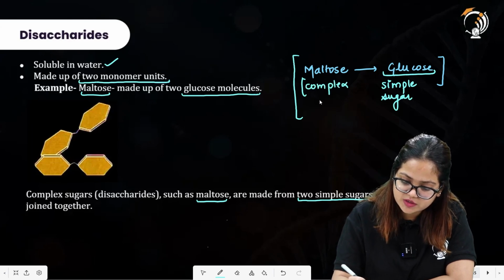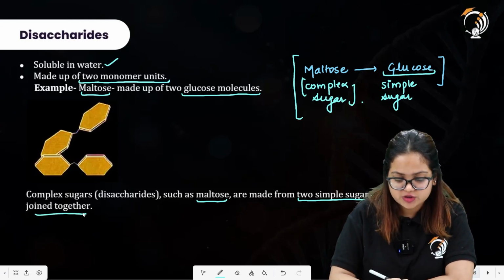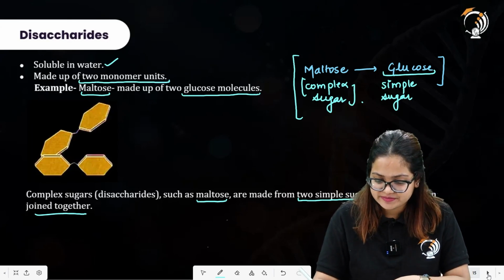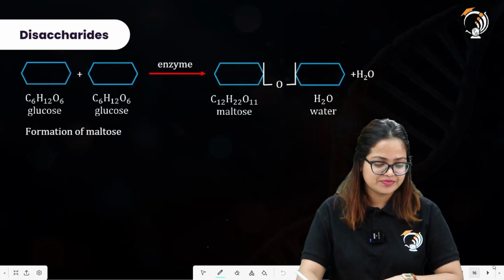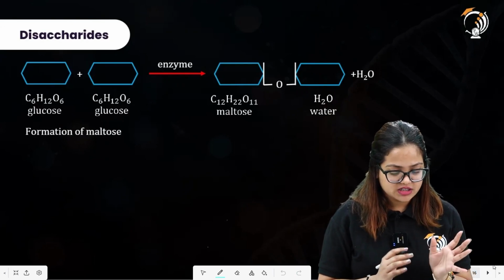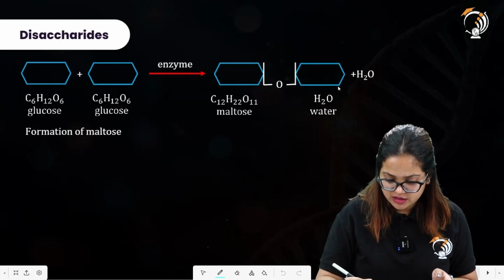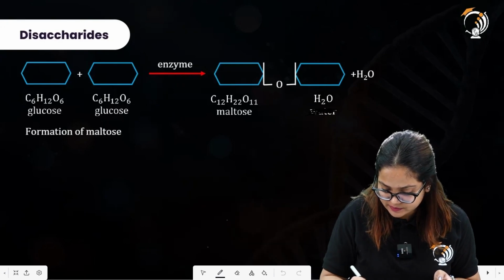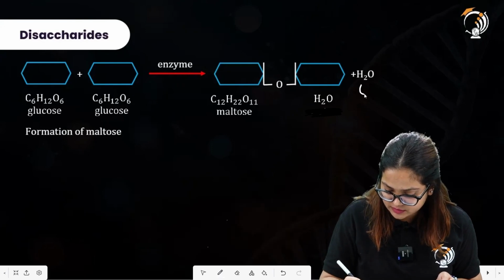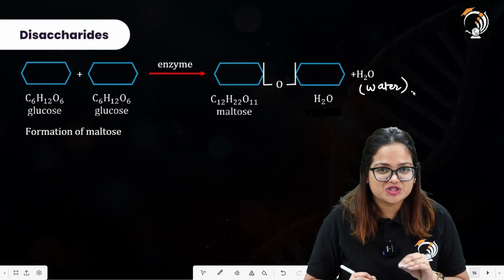All right, complex sugar that have been joined together. So by joining the two glucose molecules, we will obtain a maltose component. Maltose is a complex sugar. Here we have the diagrammatic representation in which you can observe clearly that on combining these two glucose molecules, we obtained the water. So water should be written over here. This is the water component. All right. So we have obtained the maltose sugar, that is a disaccharide.